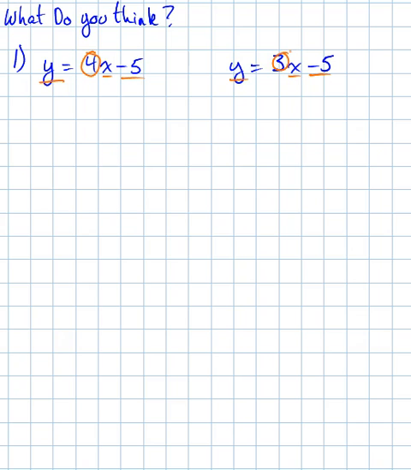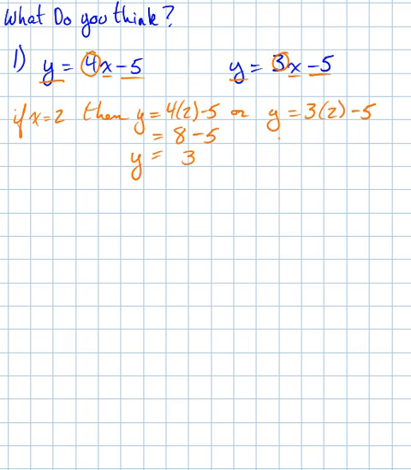So, if we picked a number for x, x is a variable, so it can represent anything. Let's say that x was 2. So we could say, if x equals 2, then y equals 4 times 2 minus 5, or y equals 3 times 2 minus 5. Well, 4 times 2 is 8, and 8 minus 5 is 3. So y equals 3 in the first case. In the second case, though, y is equal to 6 minus 5, or simply 1. So are they alike? No.